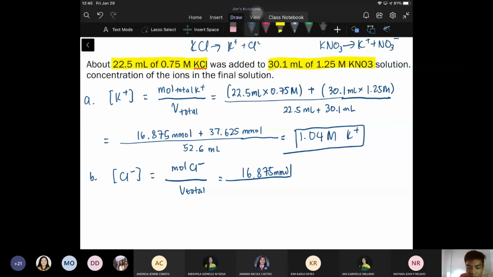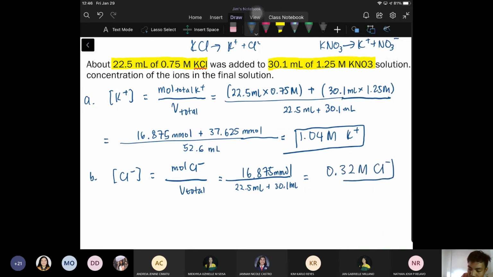Okay? So, yan yung millimoles ng KCl. Saan, sir, galing yan? Dito. This times that. Millimoles ng K plus and also millimoles ng Cl minus. Yun na yan. And then yung final volume, ito lang yung magbabago for Cl minus. No? So, yan lang yung magbabago sa kanya. So, that's 22.5 ml plus 30.1 ml. So, you always have to check kung ano yung nangyayari sa ions nyo. Ha? I-monitor nyo yung nagbabago. So, the final concentration of Cl minus is 0.32 molar Cl minus.